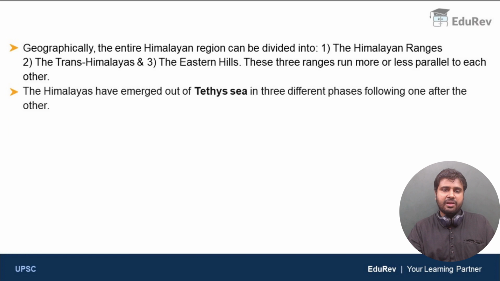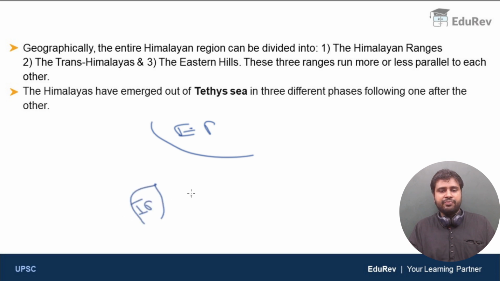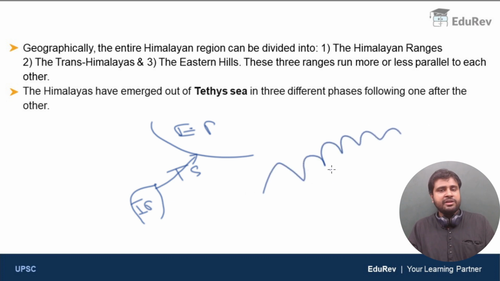Okay, so let me just explain this. Just imagine this is the Eurasian plate and we have the Indian plate here, and in the middle we had the Tethys Sea. Eurasian plate, Indian plate and Tethys Sea. So when the Indian plate came close to the Eurasian plate, the oceanic crust of the Tethys Sea got compressed and then it got uplifted. Now due to compression, a series of folds formed which are nothing but Himalayas. So Himalayas have emerged out of the Tethys Sea. Himalayas are formed from the oceanic crust of the Tethys Sea.